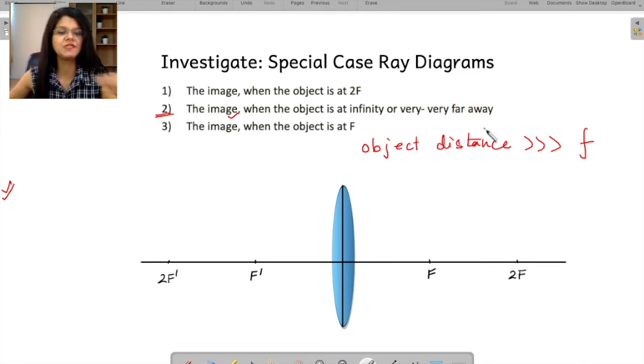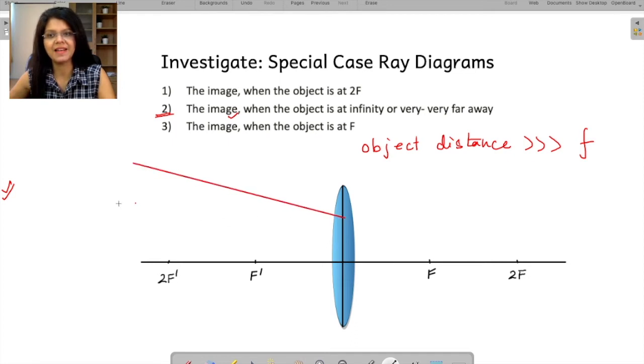For very far away, you do not have to be really at the sun's distance. No. Very far away means your object distance is very large. If you see, I have put so many greater than signs as compared to the focal length, right? In that case, what happens? The rays of light coming from the object appear to be coming parallel.